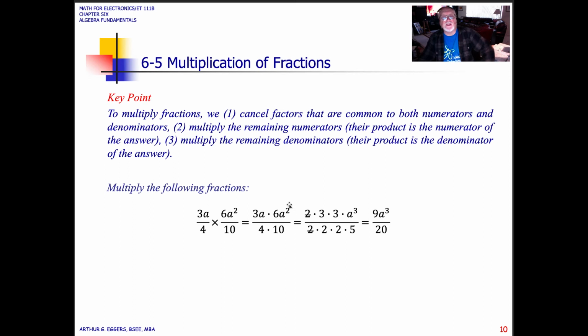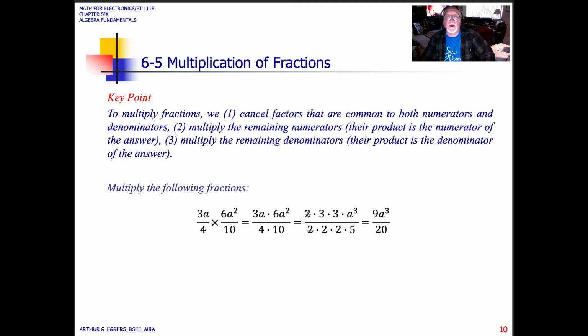In multiplication of fractions, this is one of the easiest operations to do. All we end up doing is we take whatever is in the numerator, multiply it. We take whatever is in the denominator, multiply it. And then you can factor to see what will cancel out.